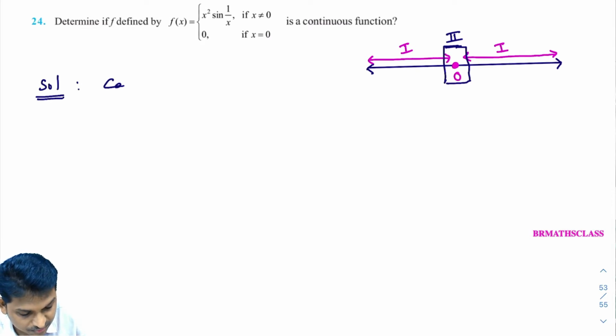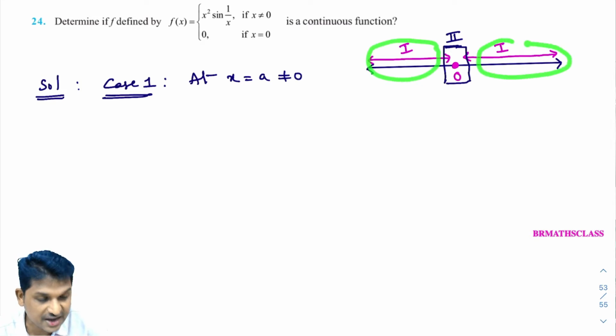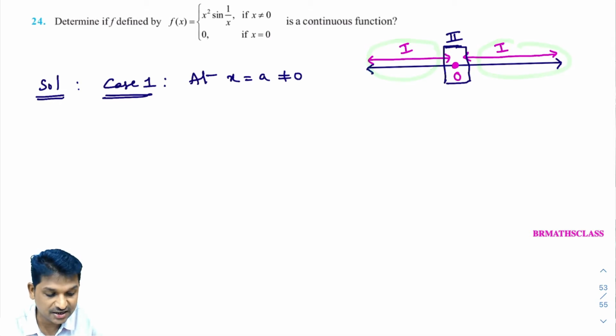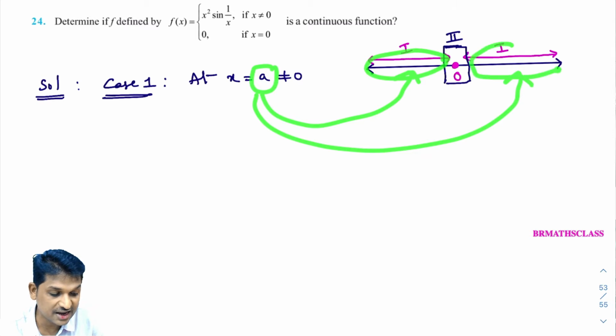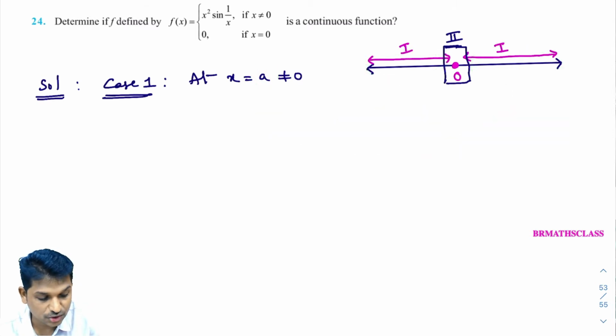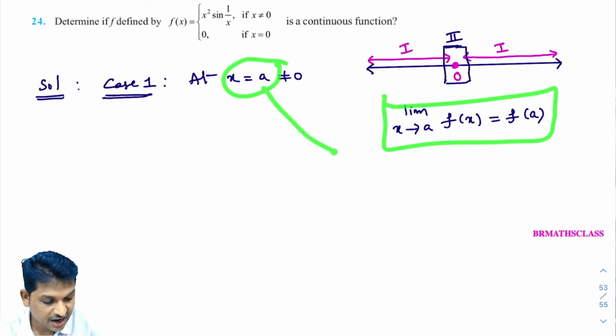Okay. Case 1. I am checking the continuity of the function at x equal to a. What is a here? a is a non-zero real number. That means I am checking continuity in this zone as well as in this zone. What a value can I take here? a, you can take any negative real number. a, you can take any positive real number. I am checking the continuity in this zone as well as in this zone. Okay. Now the hero of this story. When we say a function is continuous at x equal to a, limit x tends to a, f of x equals f of a. Then we say that the function is continuous at x equal to a. So to check the continuity at x equal to a, I need to check this one.